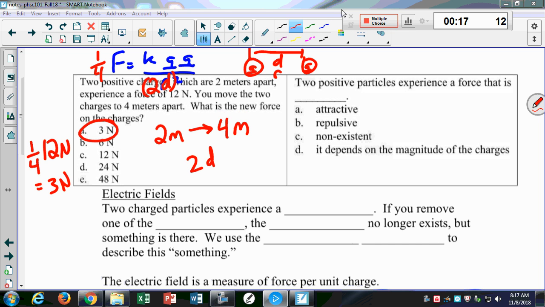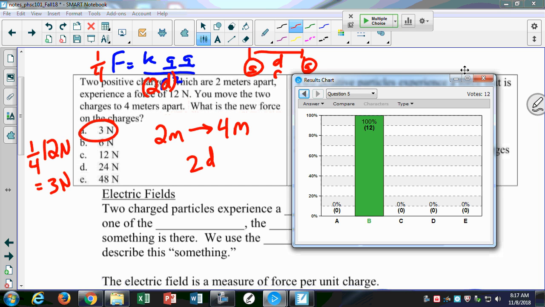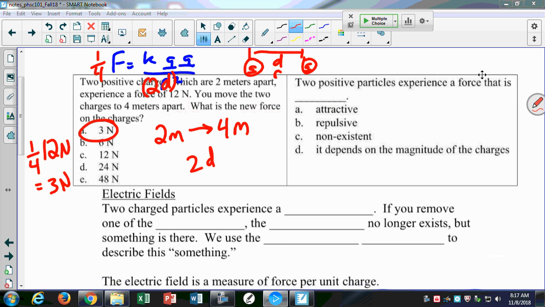All right, let's stop it at 20. All right, awesome. That's easy, right? But you'll have some like that too. The 2 positive particles experience a repulsive force.